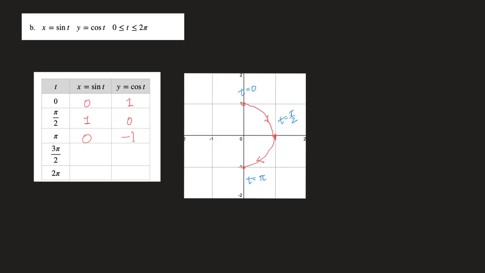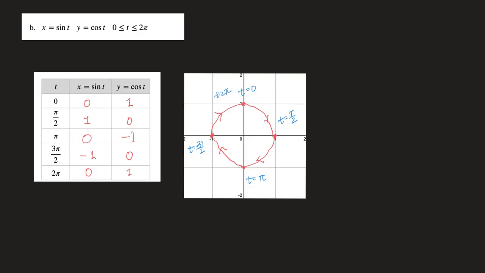Now, t equals 3 pi over 2, sine 3 pi over 2 is -1. Cosine 3 pi over 2 is gonna be 0. So that's -1 and 0, right there. That's t equals 3 pi over 2. Move in that direction. Last one, t equal 2 pi. Sine is gonna be 0. Cosine is 1. That's gonna be here, right there. T equal 2 pi. So you're gonna go in this direction.